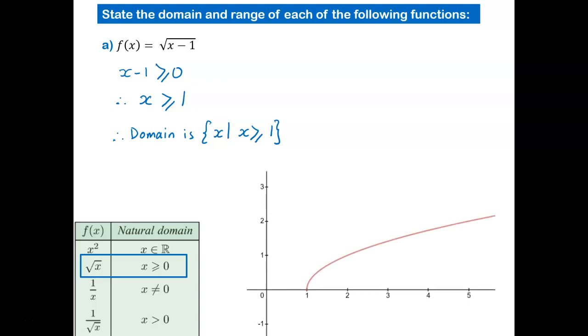Now in terms of finding the range, I recommend that you plot it in your calculator. Now notice that I put a closed point there. When x is 1, the function becomes 0. And as you can see from the graph, the y values, the y coordinates, are all positive or 0. So you say that y has to be greater than or equal to 0.